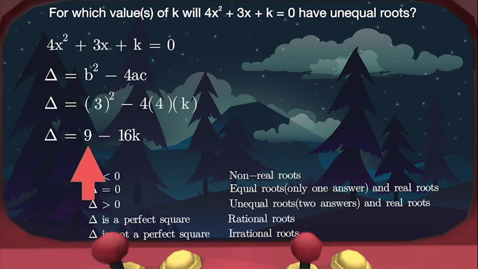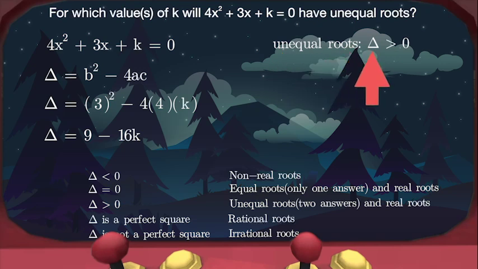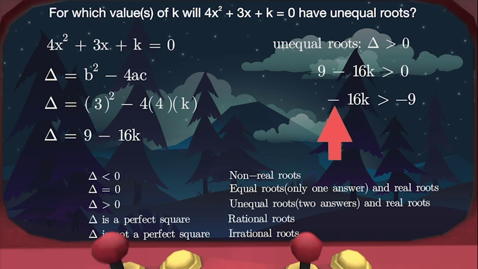So what we're going to do is use this clue of unequal roots. When we have unequal roots, we simply write down that delta is bigger than 0. At this point, delta is 9 minus 16k, so we say 9 minus 16k is bigger than 0. Then we move this constant to the other side, so we have minus 16k is greater than minus 9. Then we divide by minus 16, which is the coefficient of k, and when we divide by a negative coefficient, the sign swaps around. So then we have k is less than 9 over 16.